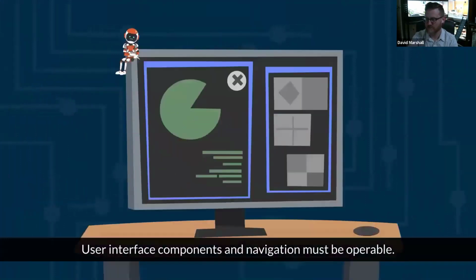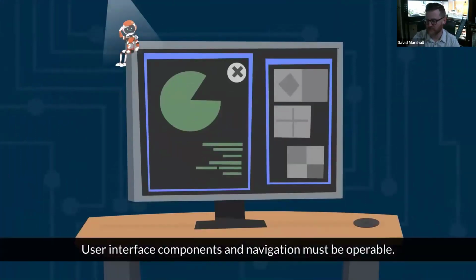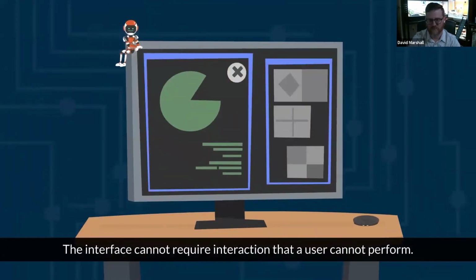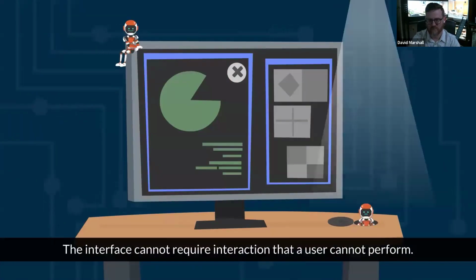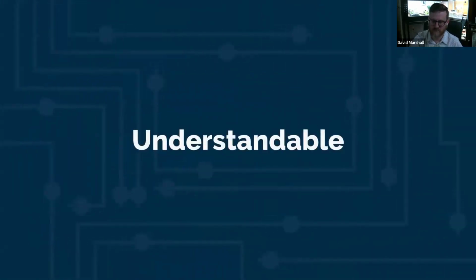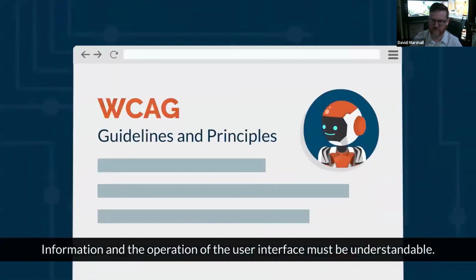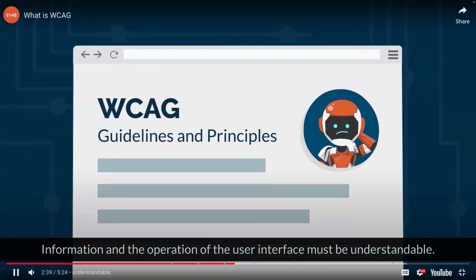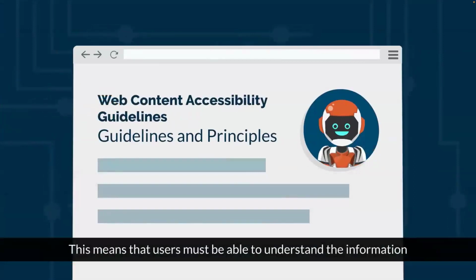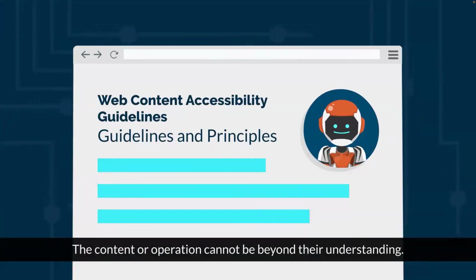Operable. User interface components and navigation must be operable. This means that users must be able to operate the interface and its controls. The interface cannot require interaction that a user cannot perform. Understandable. Information and the operation of the user interface must be understandable. This means that users must be able to understand the information as well as the operation of the user interface. The content or operation cannot be beyond their understanding.